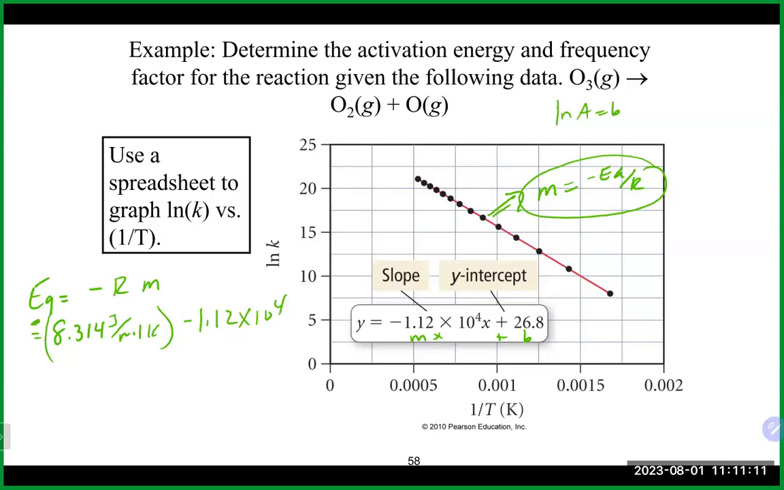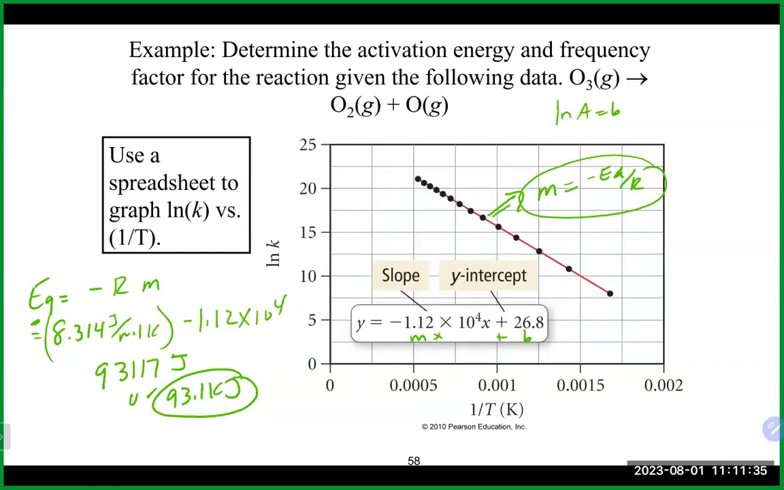When I do that, I will see that my activation energy for this reaction will be something like 93,117 joules, or about 93.1 kilojoules. So graphically, we're able to determine the activation energy from our graph.